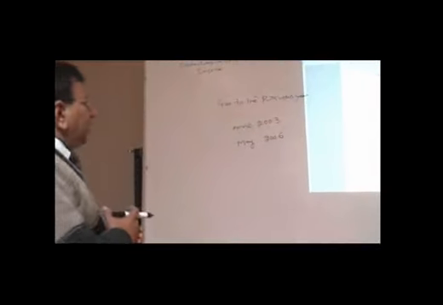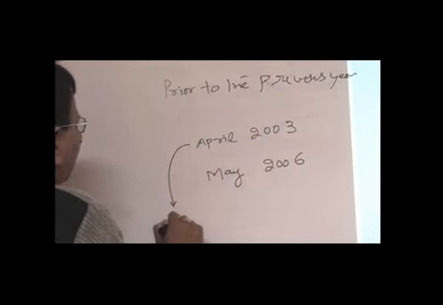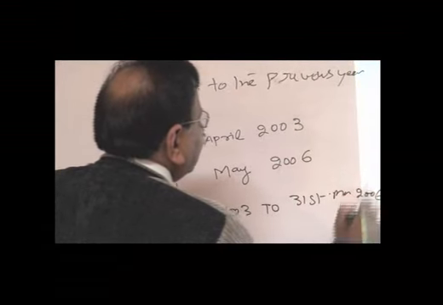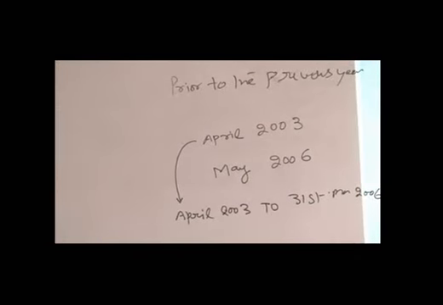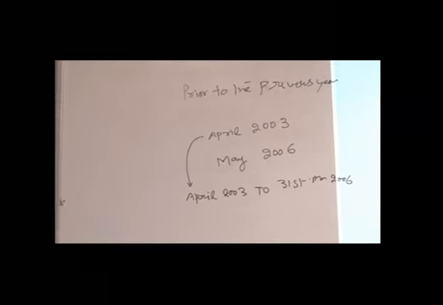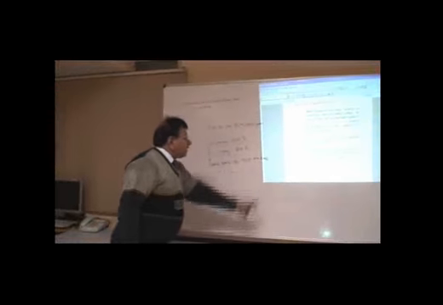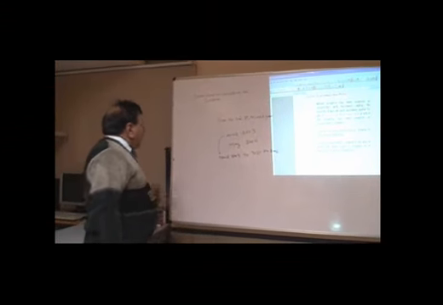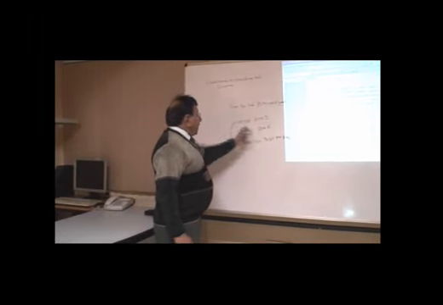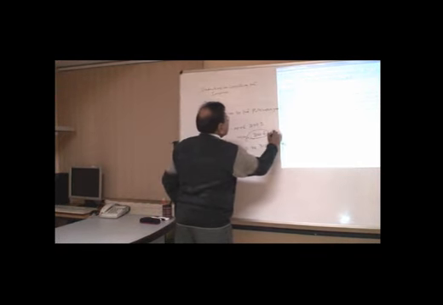The pre-construction period shall be reckoned, please note it, from April 2003 to 31st of March 2006. It means the interest for the pre-construction period shall be allowed from April 2003 to 31st March 2006. That period would be allowed up to the period prior to the previous year. Prior to the previous year means the previous year starts from 1st April.